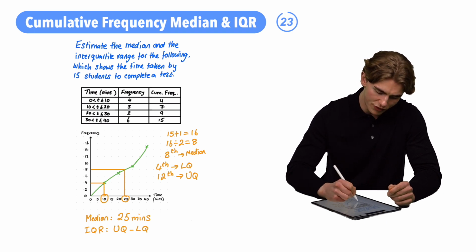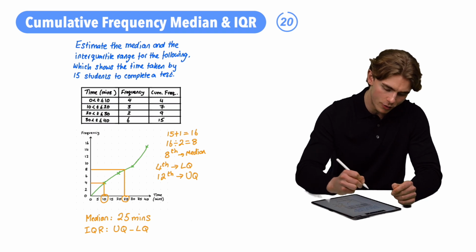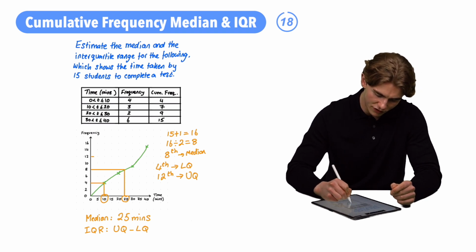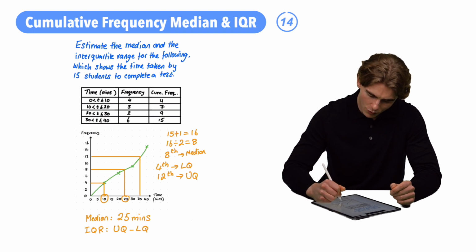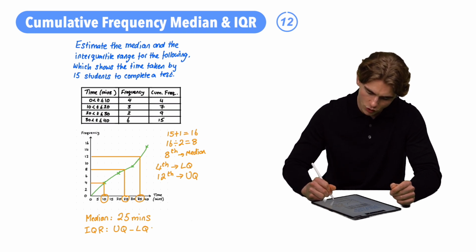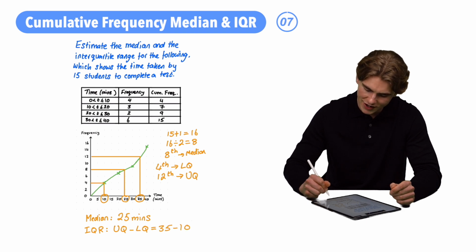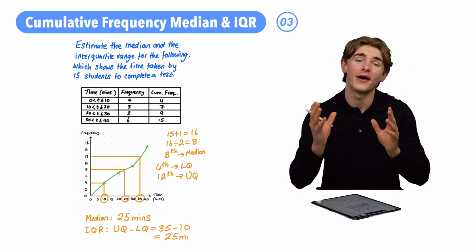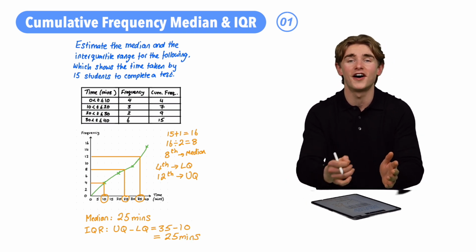Doing the same with 12 then, drawing over from our frequency. Let me go back to my orange pen there, drawing across from a frequency of 12 and down to our time. And we can see that it's associated with 35 minutes. So we can do our upper quartile of 35, subtract our lower quartile of 10. 35 take 10, guys. That's going to give us 25. So we now have our interquartile range of 25 minutes.